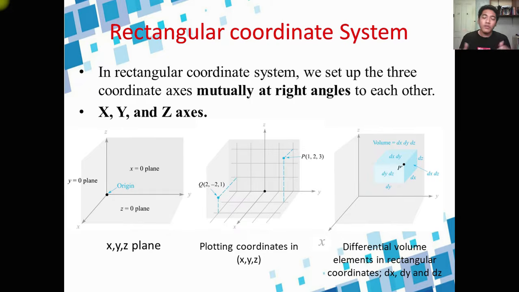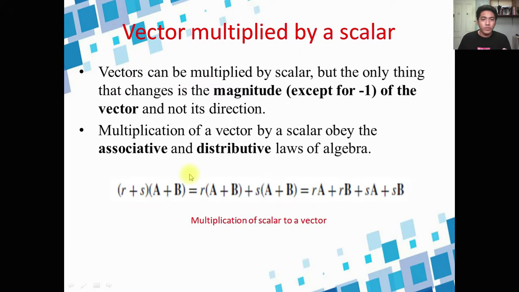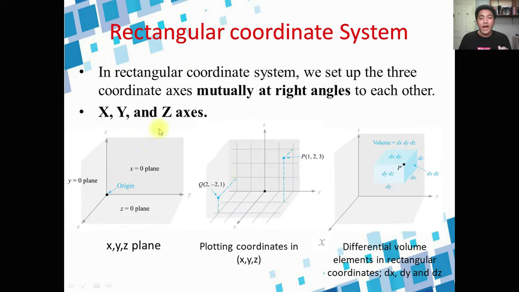So in the rectangular coordinate system, in dealing with electromagnetics, we have the three-dimensional rectangular system. What will happen here is that we have the x, y, and z axes, and the relationship is that they are mutually at right angles to each other. Meaning, if we get the angle from x to y, that is 90 degrees. If we get the angle from y to z, that's also 90 degrees. Z to x is also 90 degrees. So they are mutually at right angles to each other.